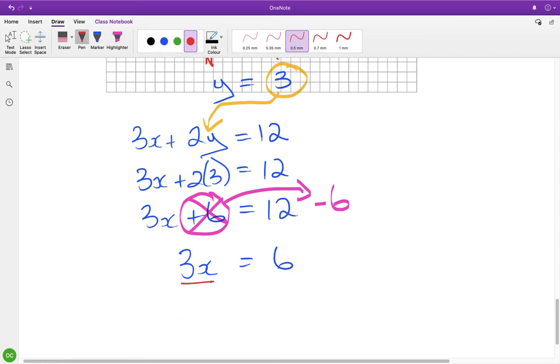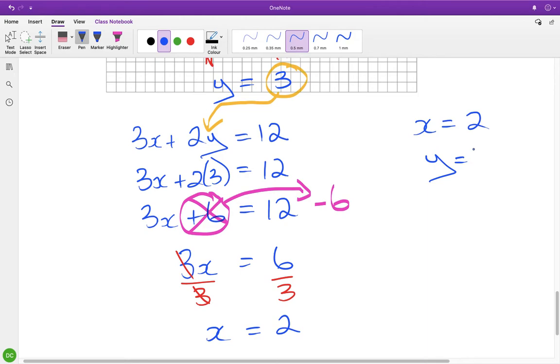Last thing I do then is divide by 3. Divide by 3. That will cancel that. And 6 divided by 3 is 2. So my two answers are x equals 2, y equals 3. That's it for question 3.